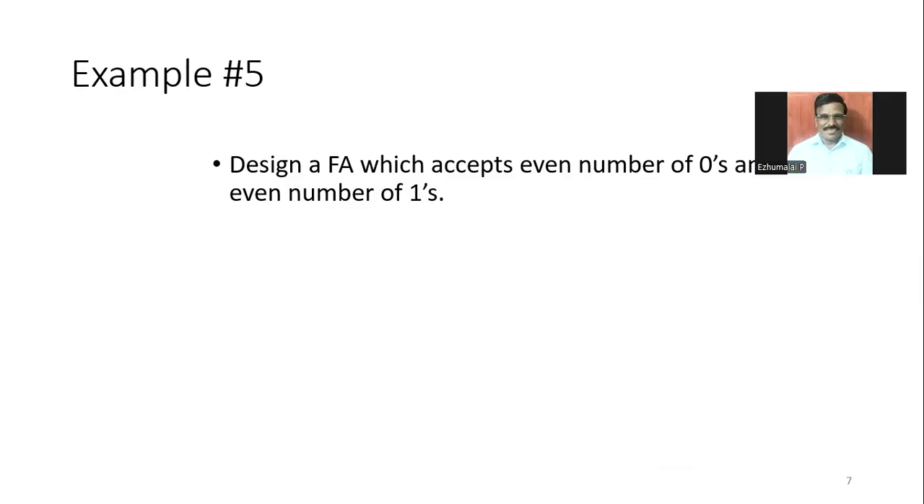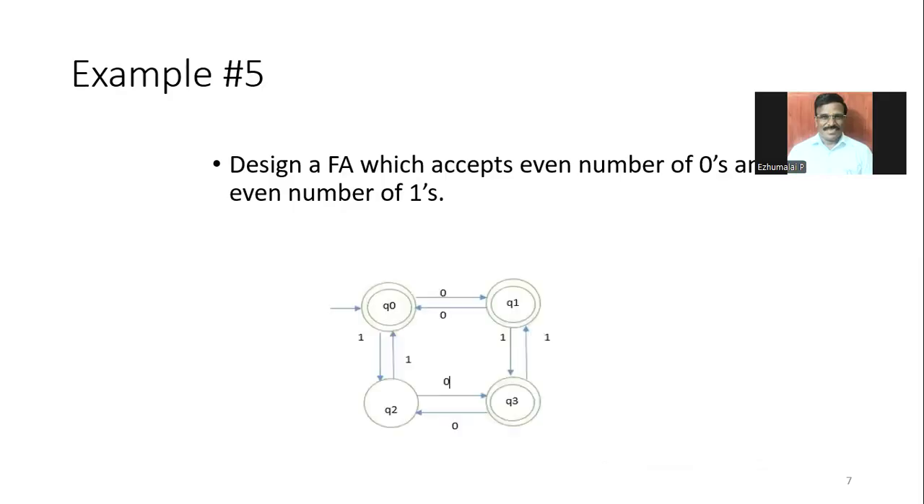Example 5. Design a finite automata which accepts an even number of zeros and an even number of ones. Let us see this example, starting from Q0. If you give 0, 0, the first 0 goes to Q1, and the second 0 goes back to Q0. So an even number of 0s is accepted. Again, from Q0, if you give input 1, it goes to Q2, and another 1 brings it back to Q0. So 0, 0 is accepted, and 1, 1 is also accepted.